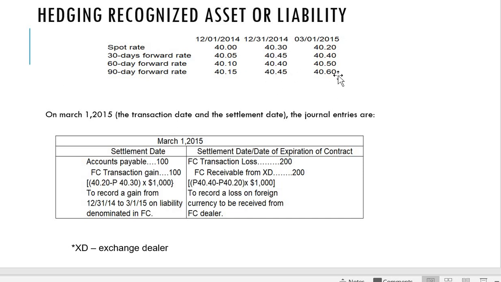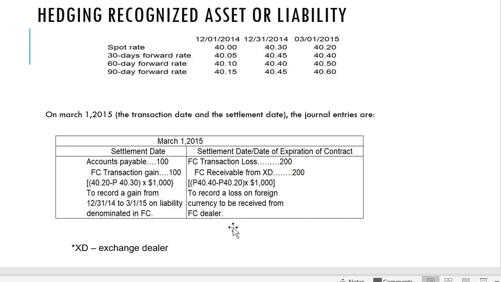That's what you compare to the spot rate at the settlement date. So 40.4 less 40.2, or a 0.20 change times 1,000. So we go down and we have a receivable. It's a loss. So you debit current transaction loss, credit foreign currency receivable from exchange dealer.